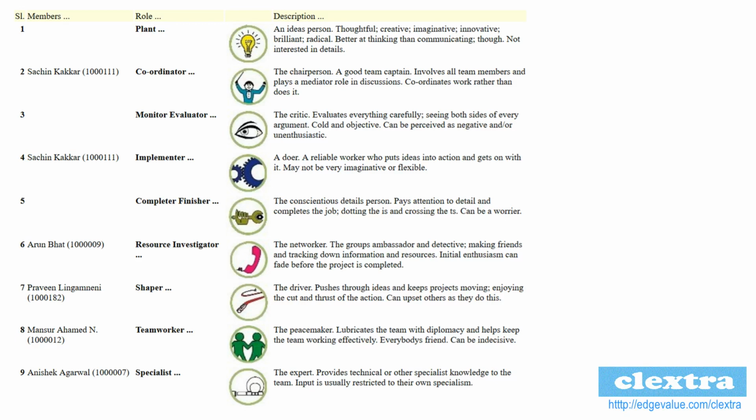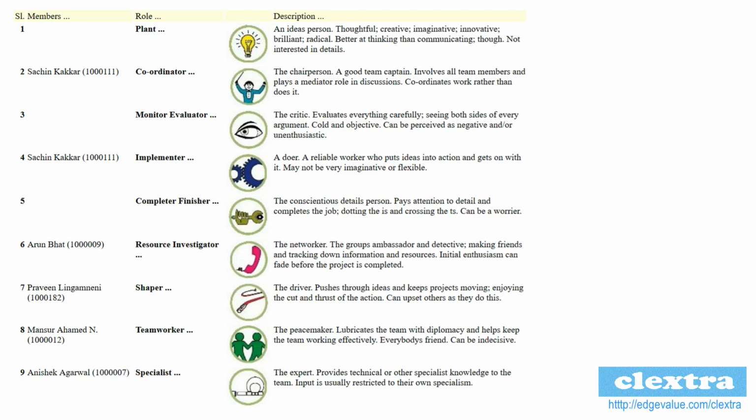Now, to explain these 9 roles further, you can see that these 9 roles are there in the roles that we've defined in the second column. So there is this plant role. An ideas person: thoughtful, creative, imaginative, innovative, brilliant, radical, better at thinking communications through, not interested in details, an overview. This person could be a strategist. So it's a green shoot, greenfield thinking kind of person who could probably have some background in systems thinking, design thinking, Gestalt principles, design. So the ideas may come from such a person.